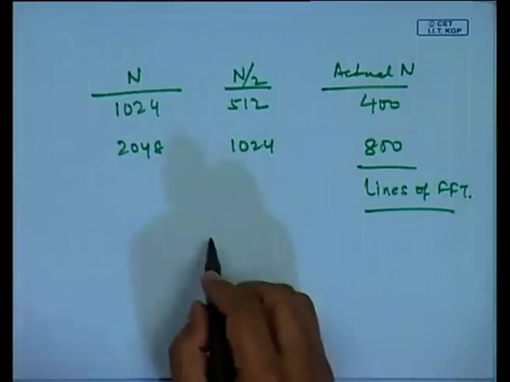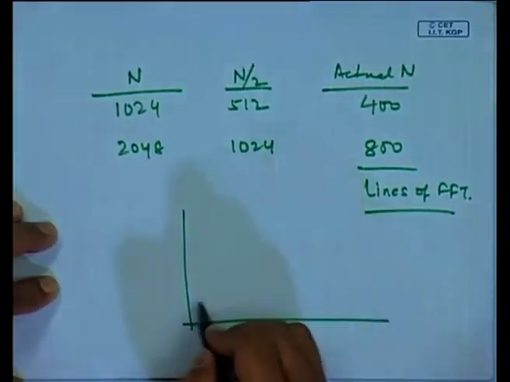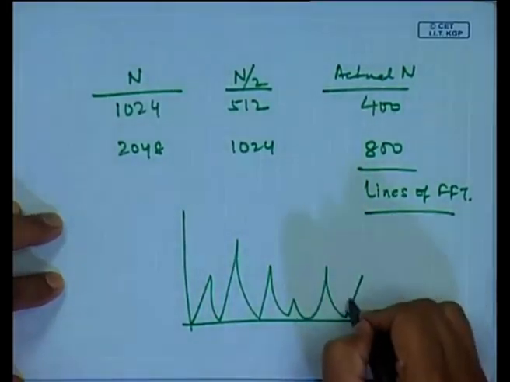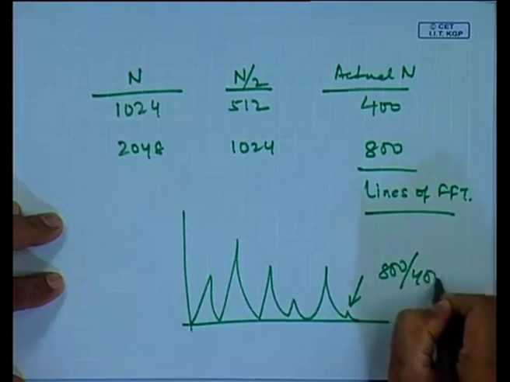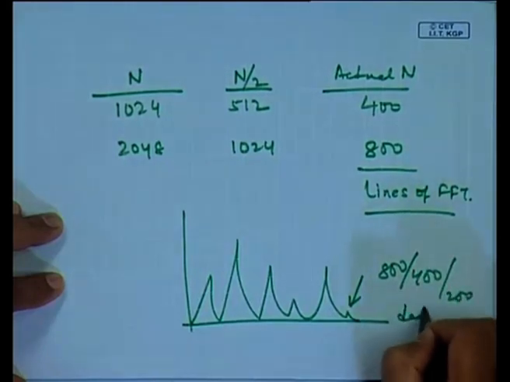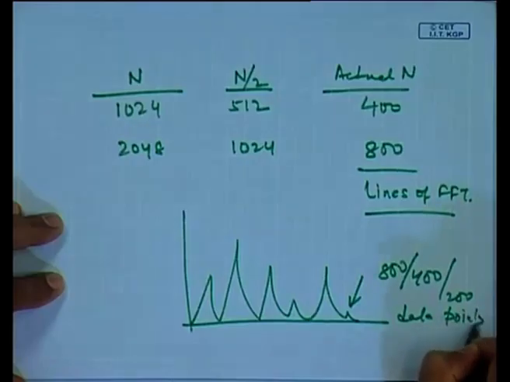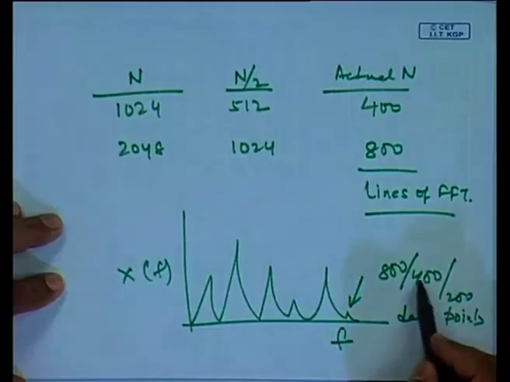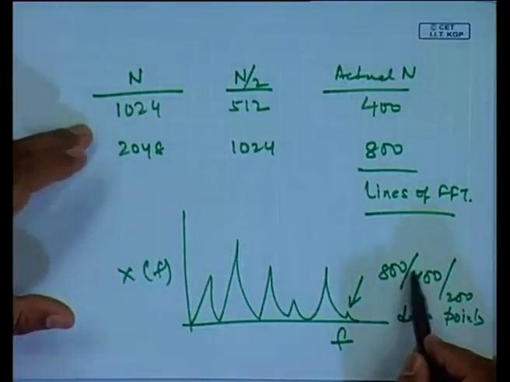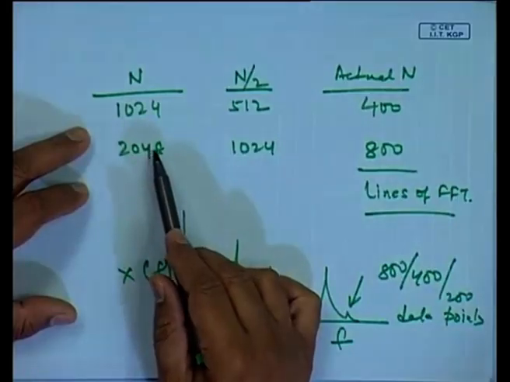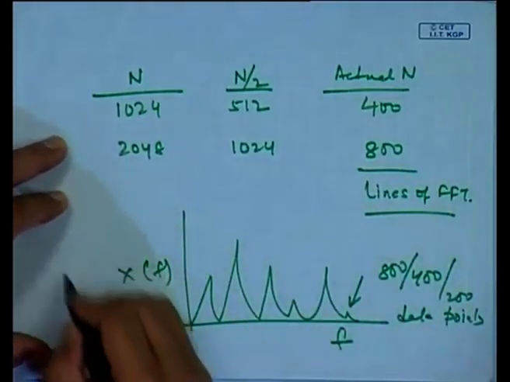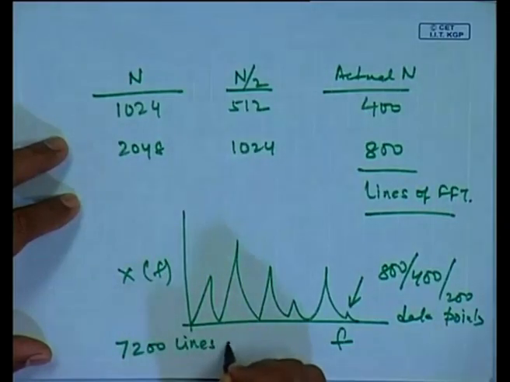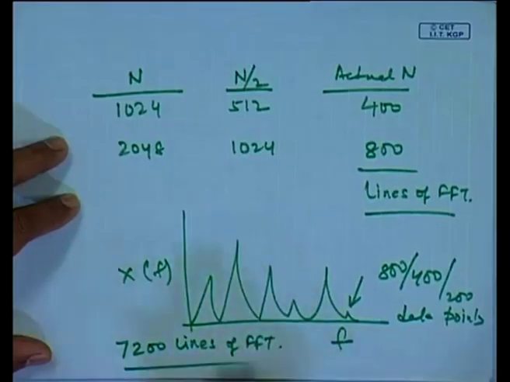This means in my FFT analyzer, I will only show you 800 or 400 or 200 data points. So, reference is an indirect way of telling how much data I would have taken in my n. If it is 800, I would have taken 2048. So, nowadays there are analyzers wherein we can have up to 7200 lines of FFT.